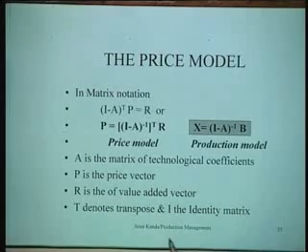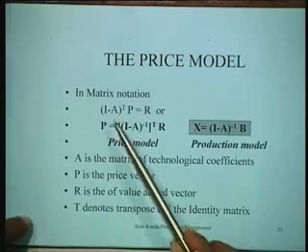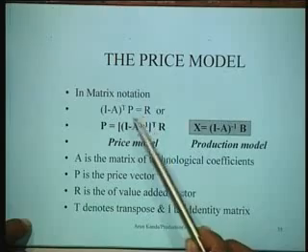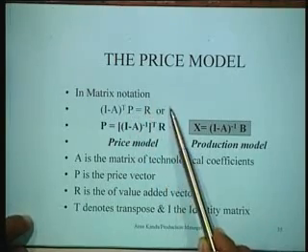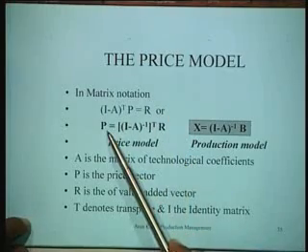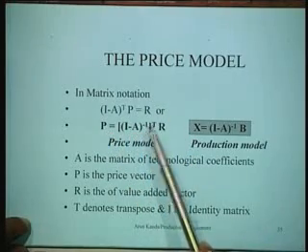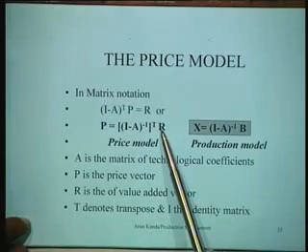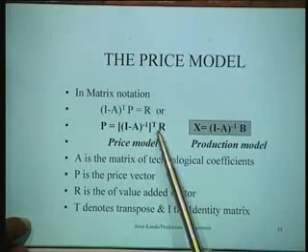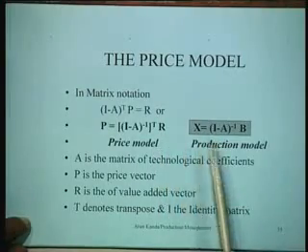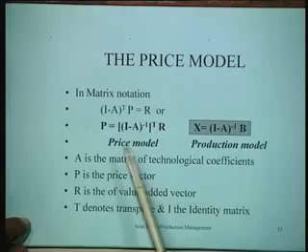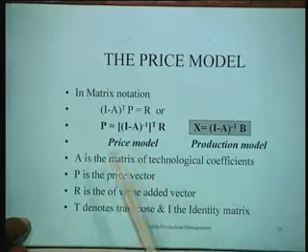And what happens is, if you write them in matrix notation, you get (I minus A) transpose into P is equal to R. That's what this equation basically leads to. And therefore P can be written as (I minus A) inverse transpose multiplied with R. This is the value added, and this is the price model. So together the price model and the production model constitute the basic Leontief structure.